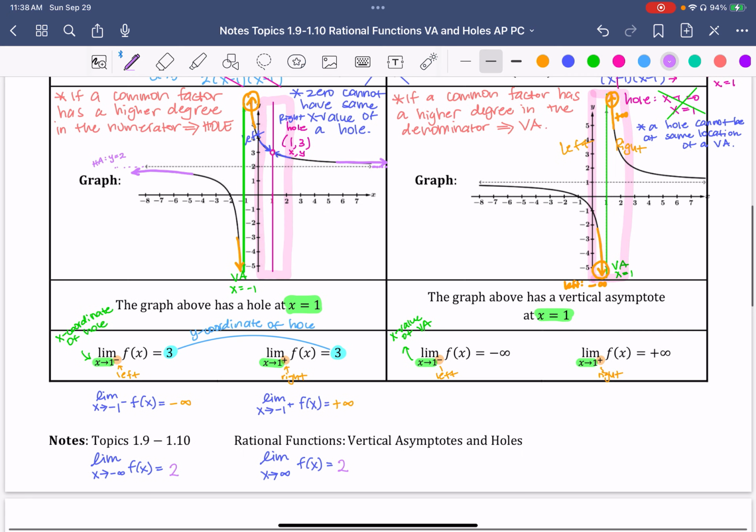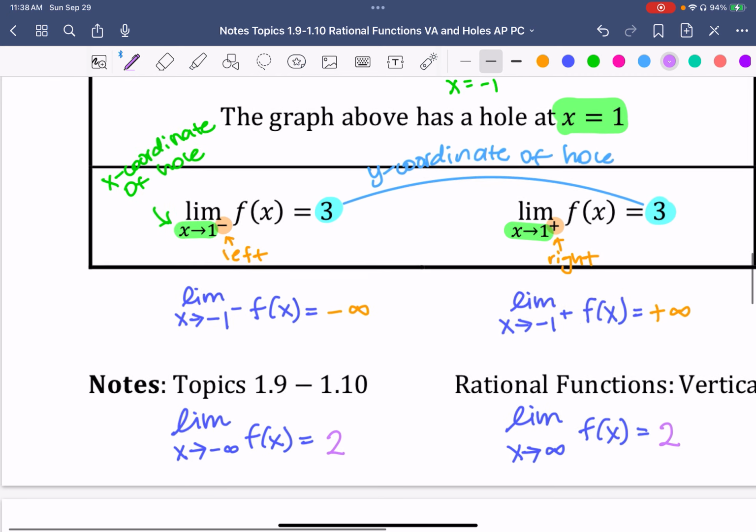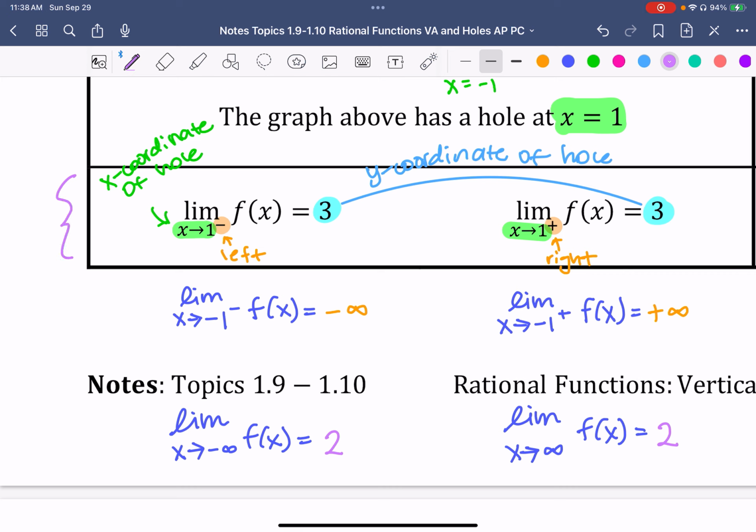Okay, so those are 3 different limit statements. So just to clarify, these 2 up here are for the hole. These 2 here are for the vertical asymptote. And these 2 here are for the end behavior, which we calculated using the horizontal asymptote.